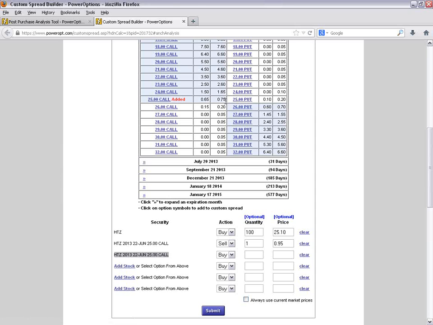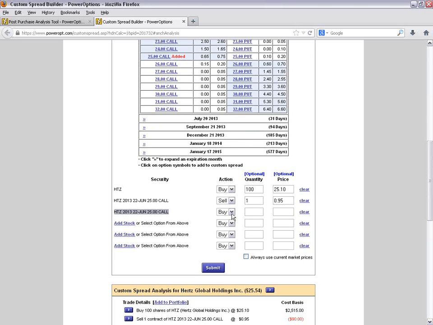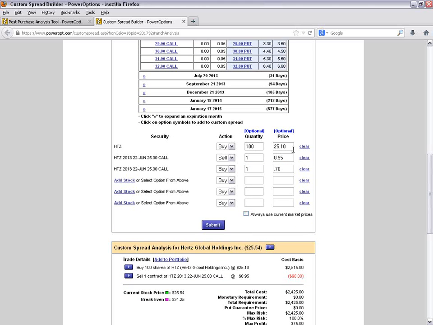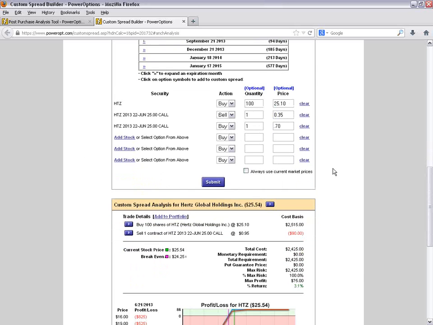And we see a bid of 65 and an ask of 75 for this manual position. This is the custom spread tool. So I need to buy one June 25 call. Let's use some midpoint pricing. I'll just put it in at 70 cents instead of 75. Now, what does this show? It shows that I have stock at 25.10, sold a June 25 call for 95, and bought a June 25 call for 70 cents. Well, this looks like 3 different transactions, and it is.